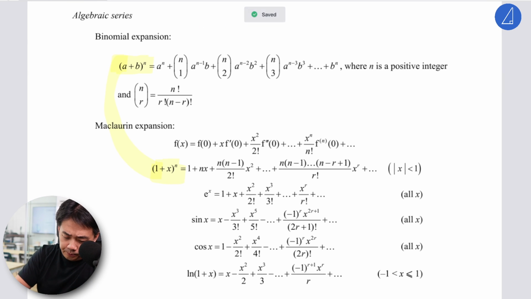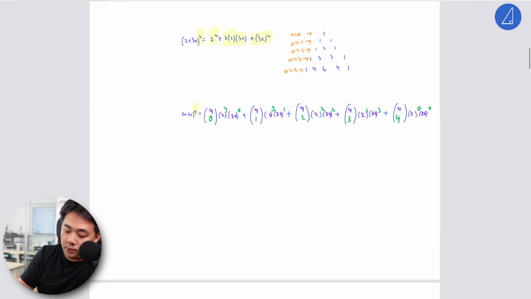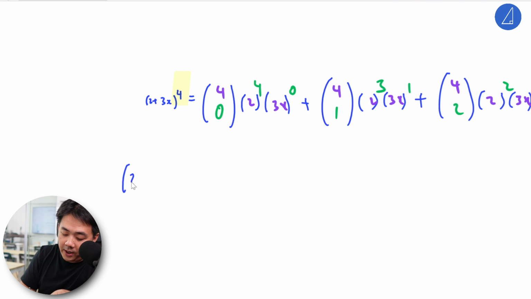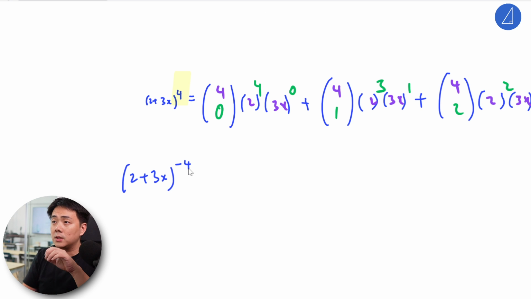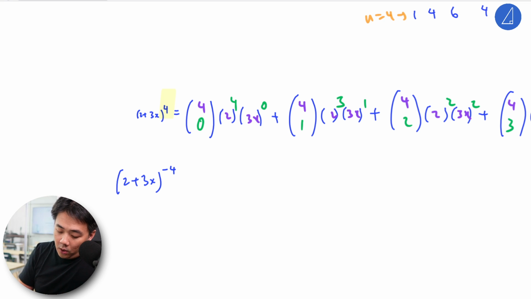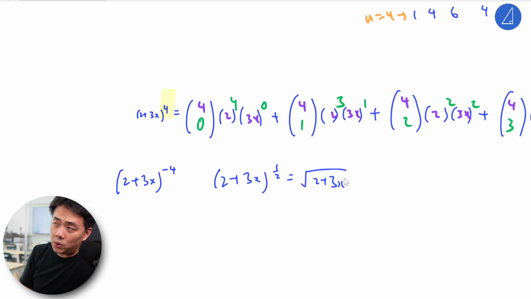So I repeat, the reason why we have power series in Maclaurin series is because in our H2 math syllabus, if we have something like a power of -4, then we need to use power series, because this will then not be a finite expansion anymore. It will be infinitely many terms. Or let's say we have 2 plus 3x to the power of half, which is very useful because we can find the square root of 2 plus 3x. All these we need to use power series.